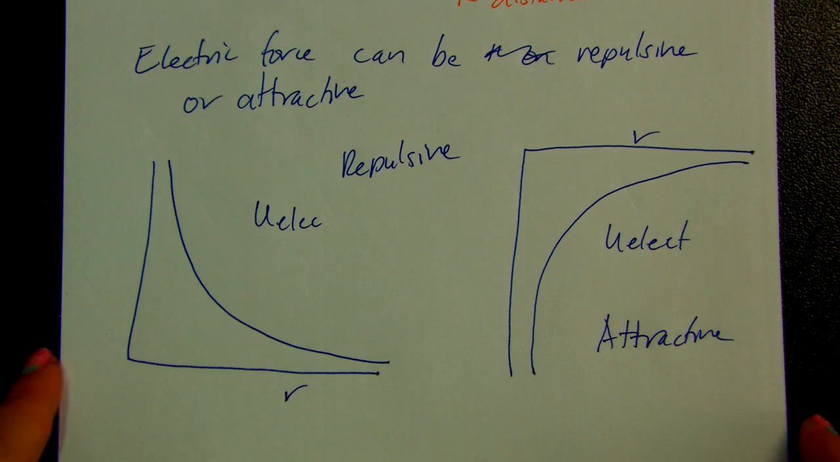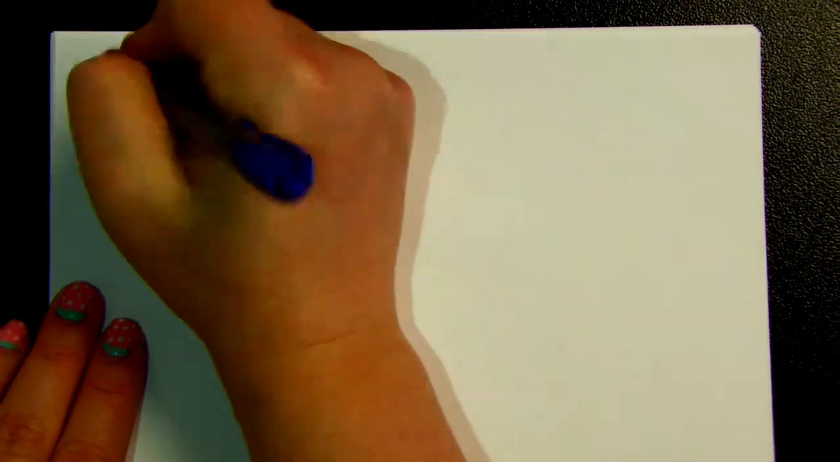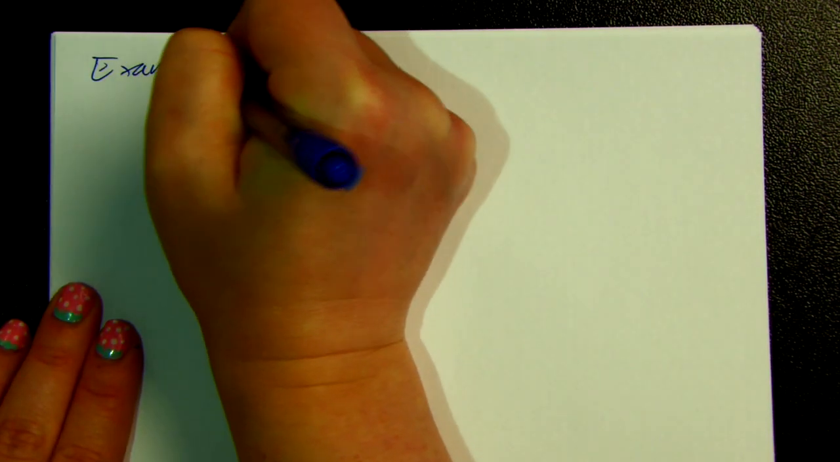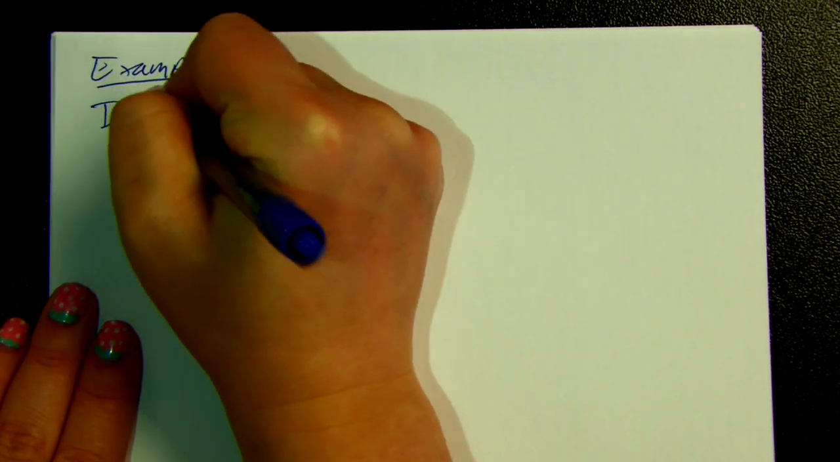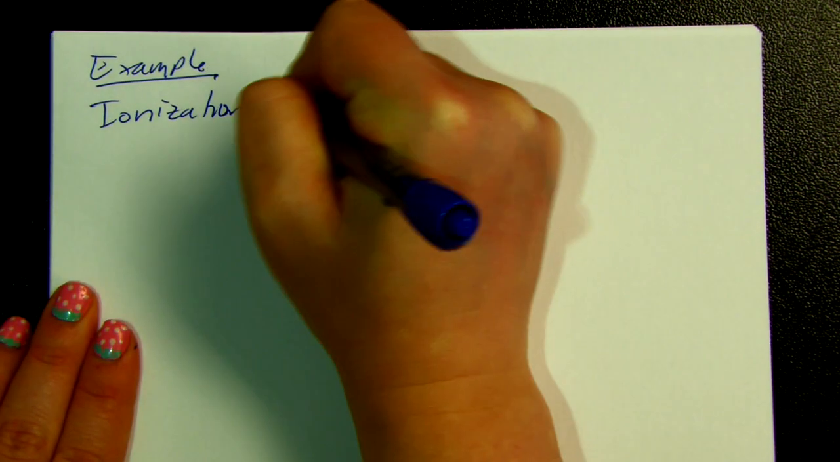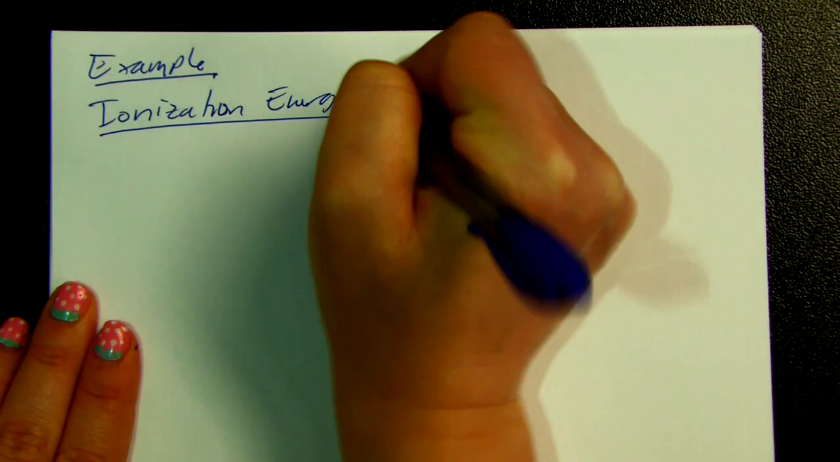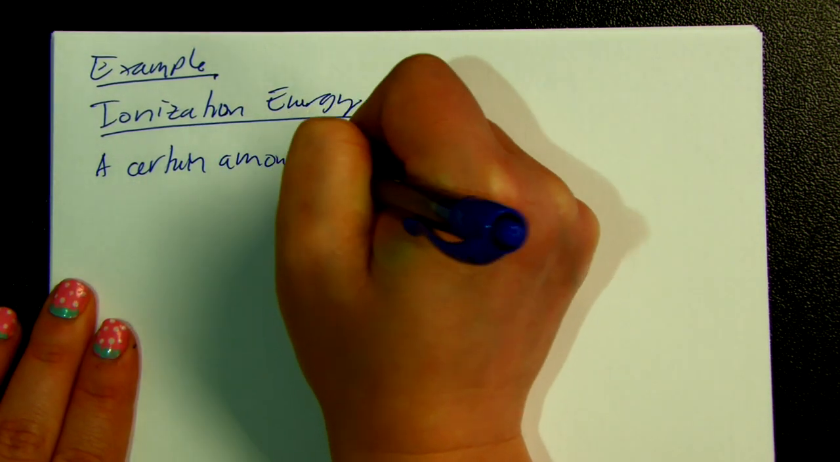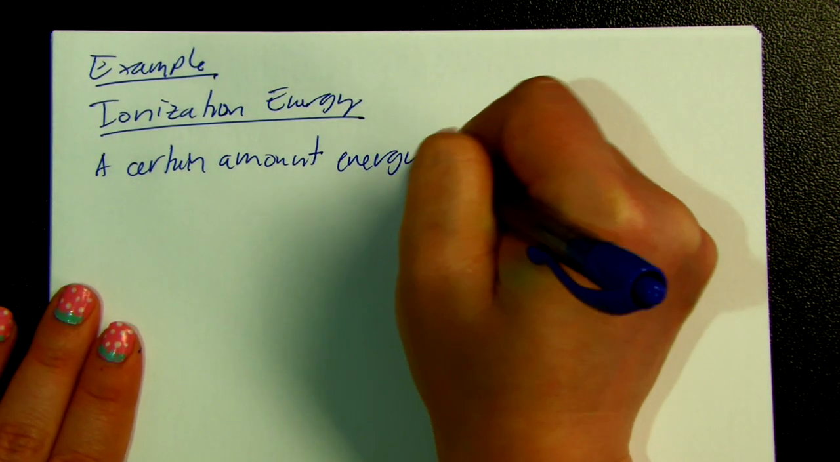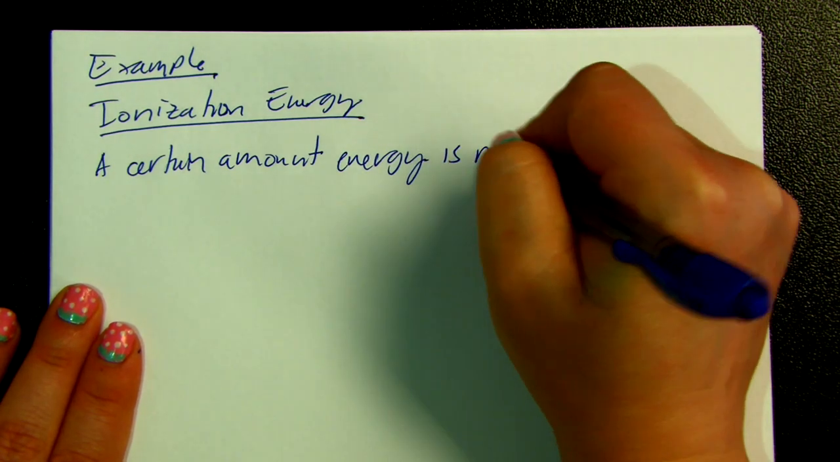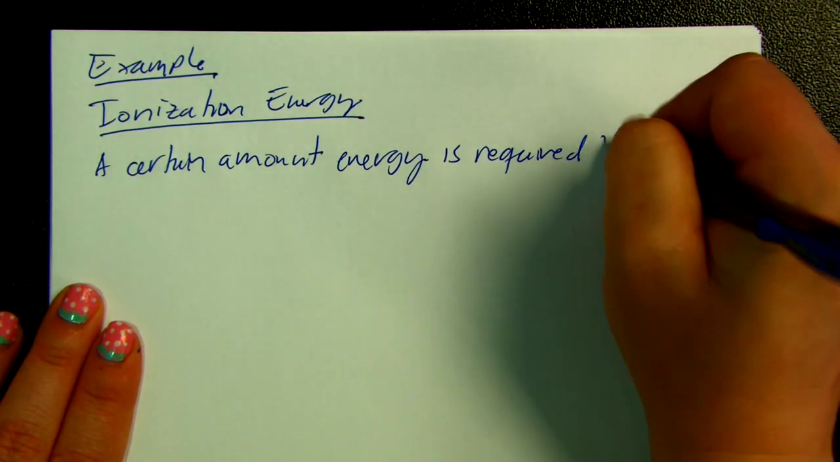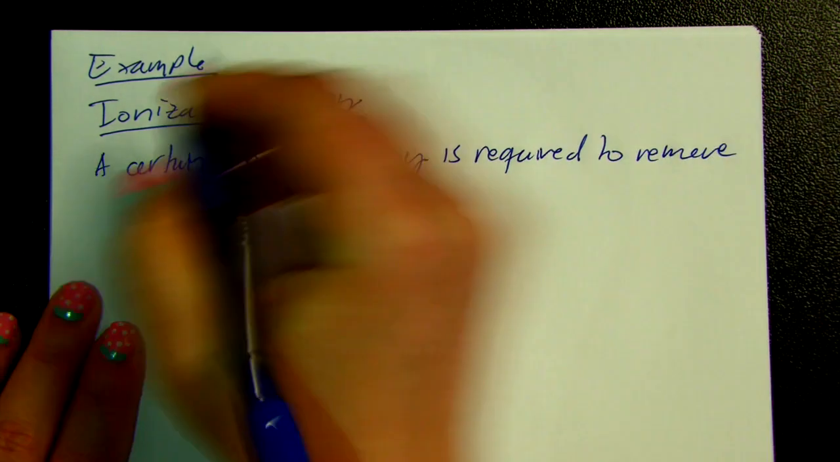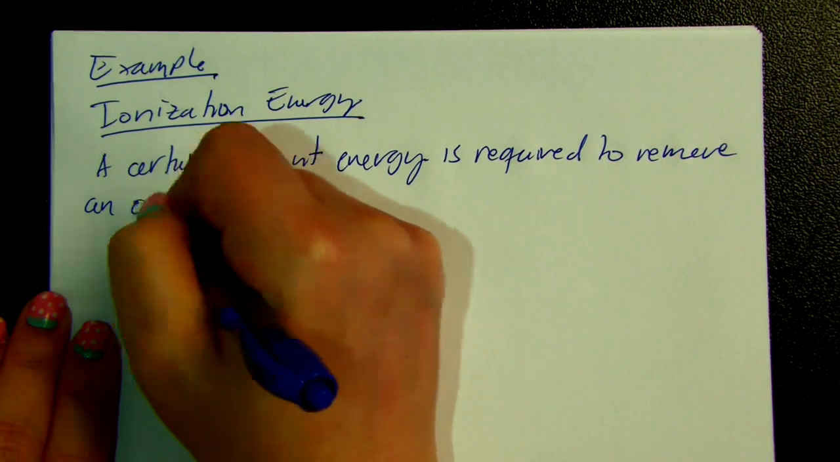Okay, so let's go ahead and do an example with electric potential energy. We'll do ionization energy. A certain amount of energy, and we'll get more into this in chapter 8, but for now we'll start here, is required to remove an outer electron.